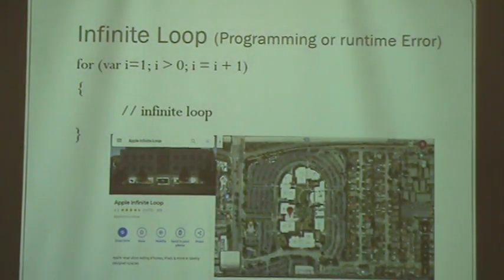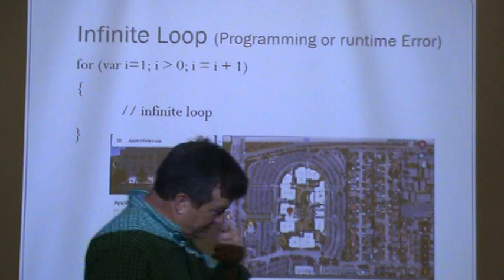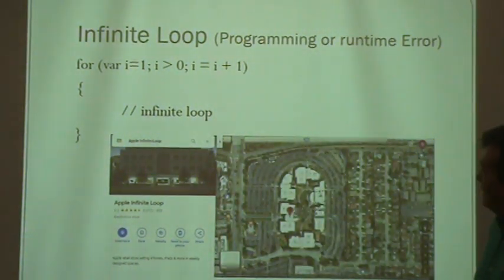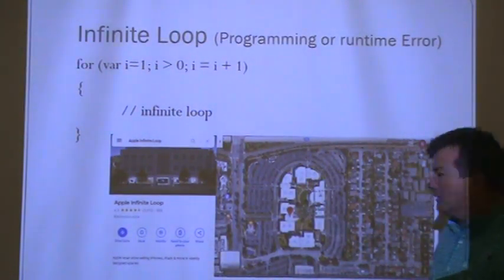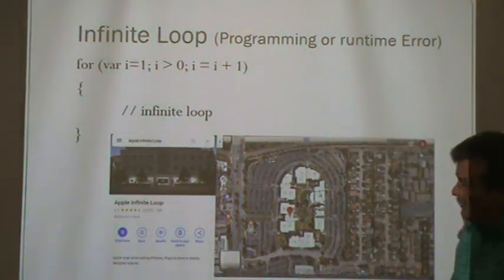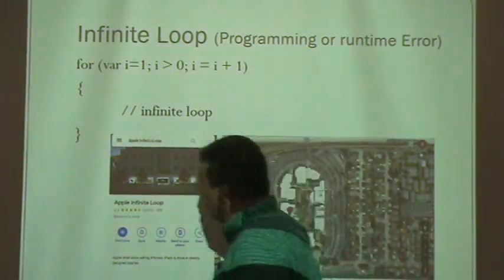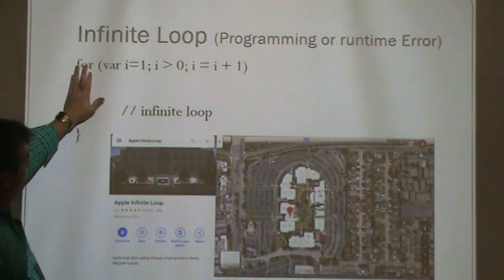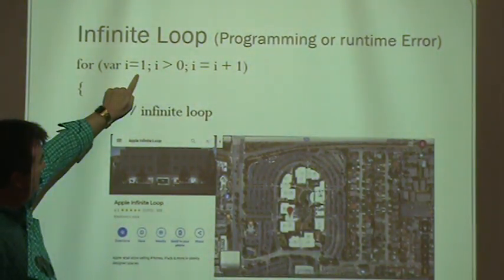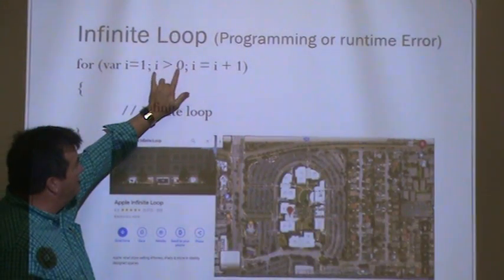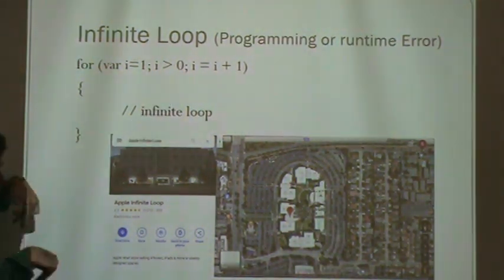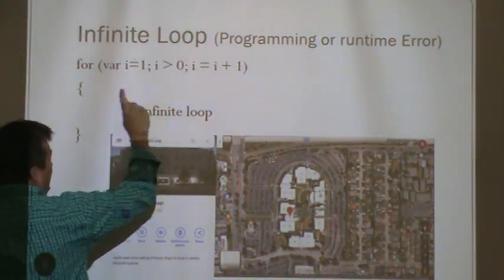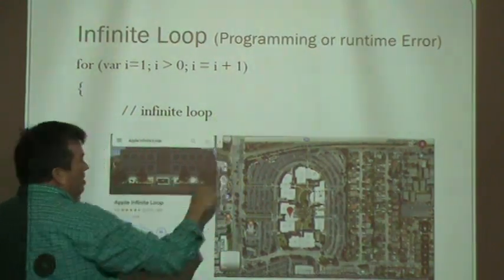Okay. So one of the big dangers to loops is that you could have either a programming error or a runtime error where the loop may run forever, may not stop. So here's a silly example of a programming error. For variable I equals 1, then we're going to check, is I greater than 0? And if I is greater than 0, we will run the loop again. So then we go through our code, and at the end of the code, we increment I by 1. So now I becomes 2.